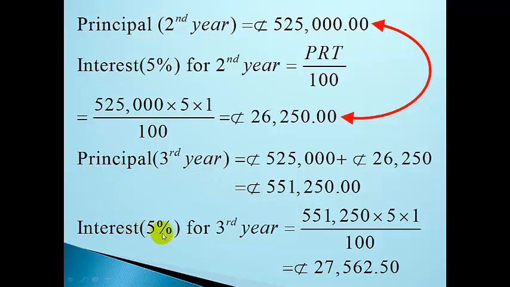Now that we have gotten the principal for the third year, we can now find the interest. That's the 5% for the third year, and this is equal to the principal for the third year, that is 551,250 cedis. Then we multiply by the rate, that is 5%, times the time of compounding, that is 1, divided by 100, and this is equal to 27,562 cedis, 50 pesos.